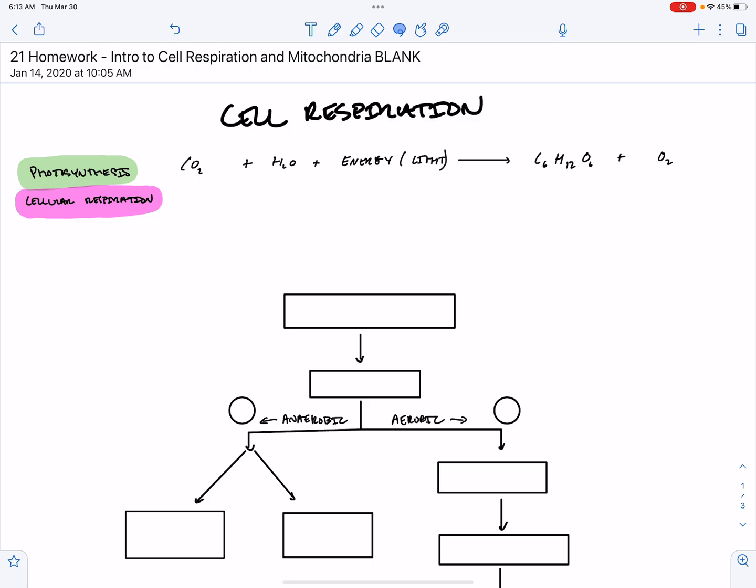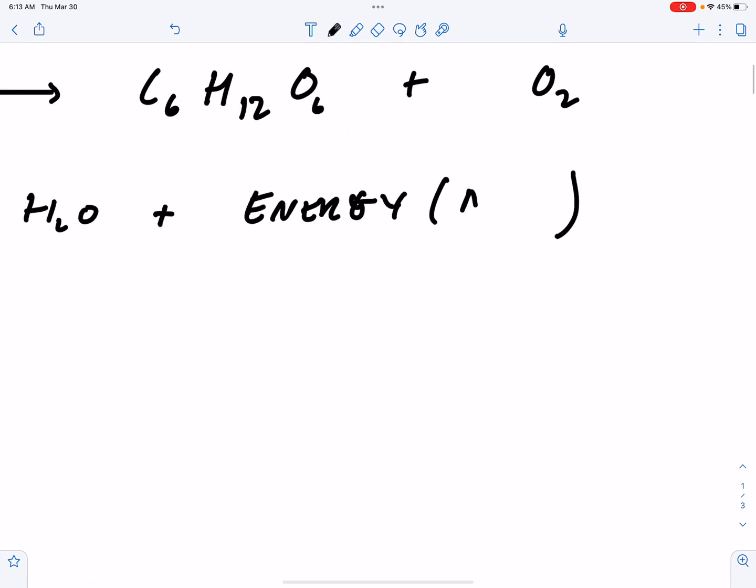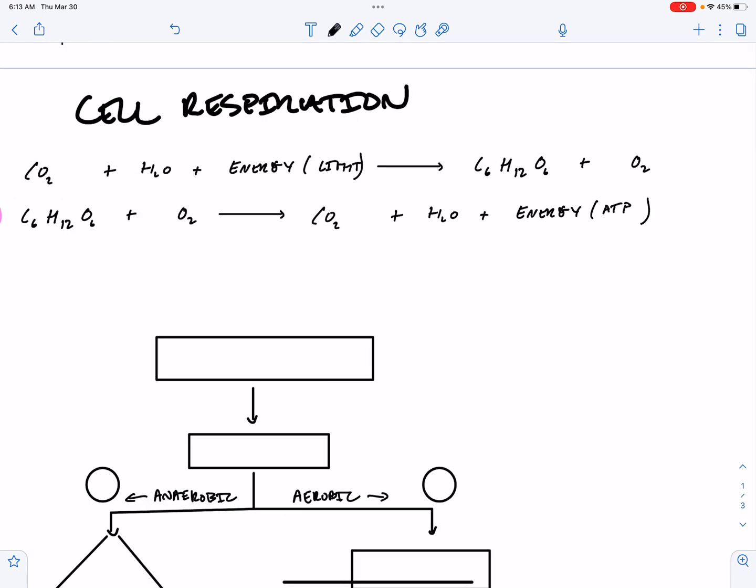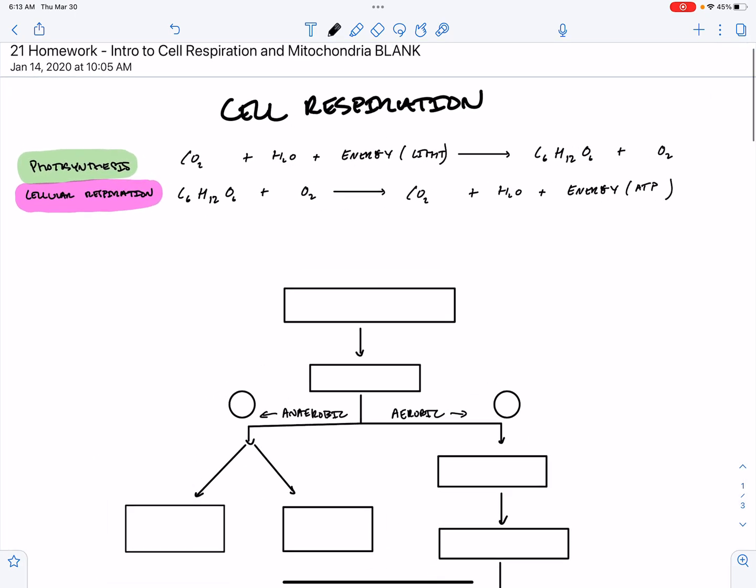You can take this equation, sorry, unless you're doing this on an iPad, this might be a little frustrating. You can copy this, place it over here, and copy this, and place it over here. Copy this, place it right here, and change this from light to ATP, and voila, you have the chemical equation for cell respiration.